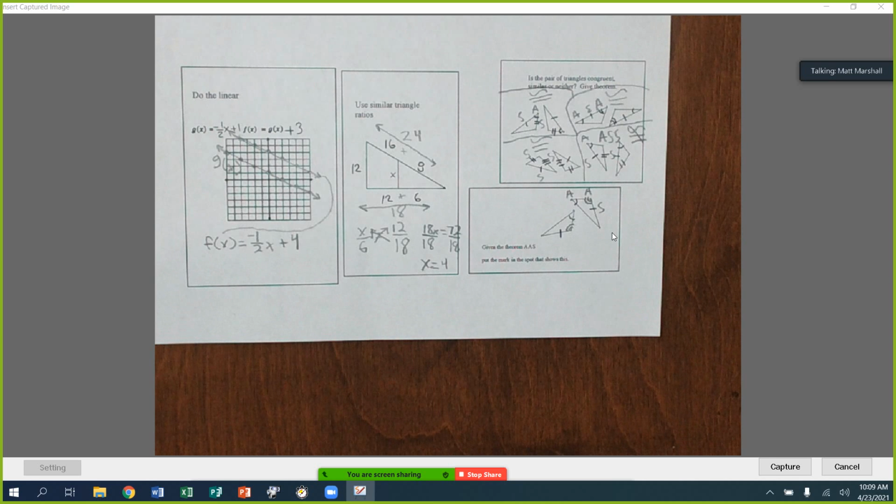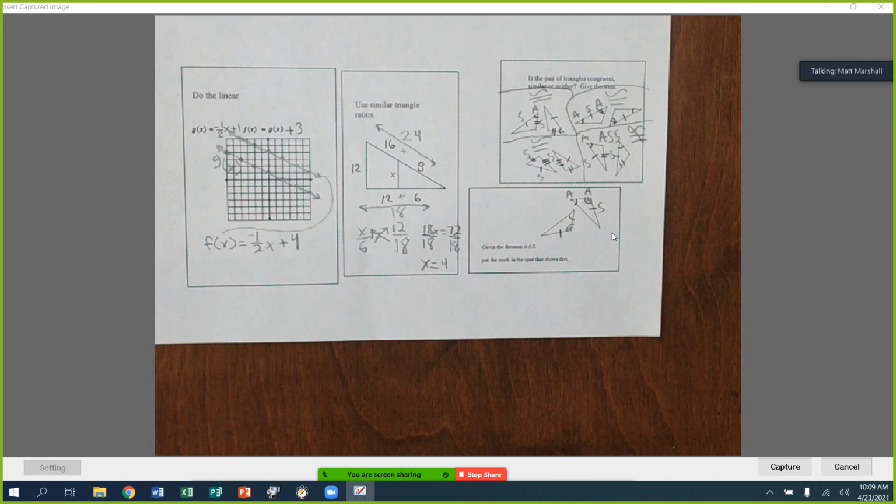You did excellent work. Josh, can you just tell me real quick what you did for this triangle one here, for the middle one? Well, the first thing I did was I added 12 and 6 and 16 and 8 to get 24 and 18. Good job to get the big hypotenuse and the base height. And then I put x over 6 for the small triangle and 12 over 18 for the big triangle.